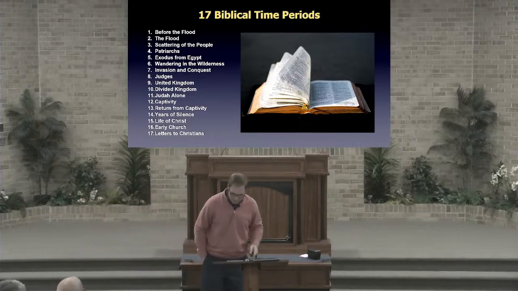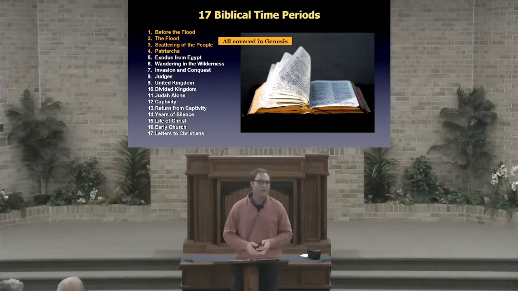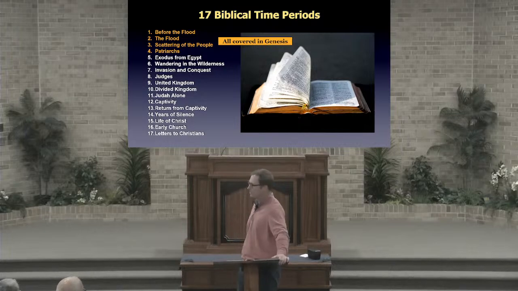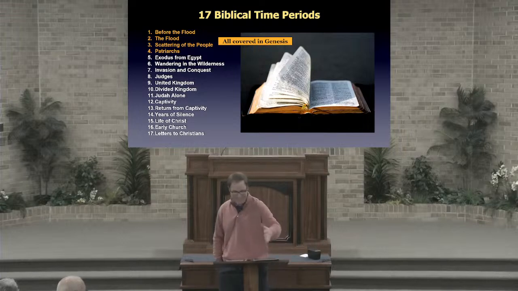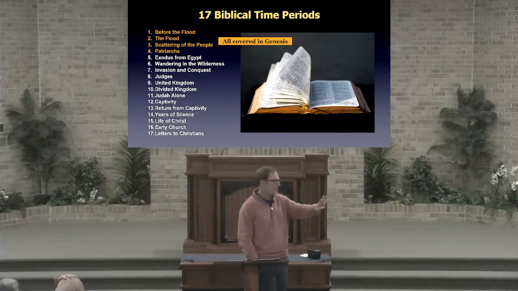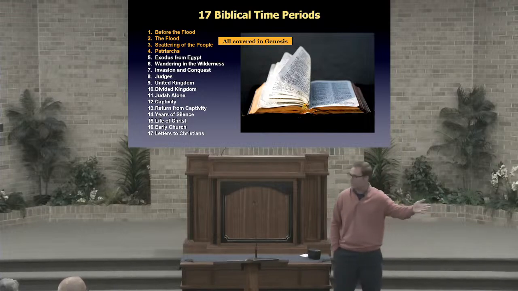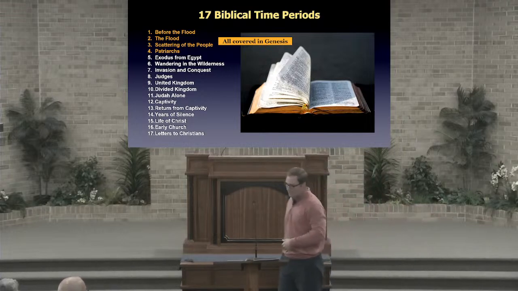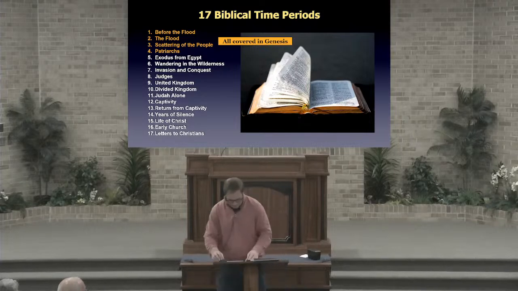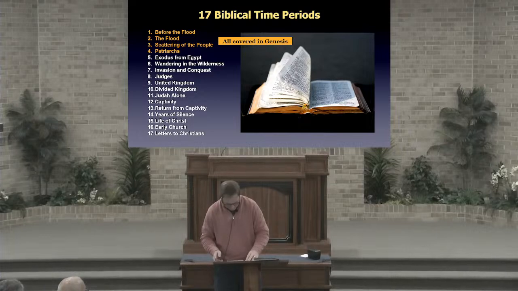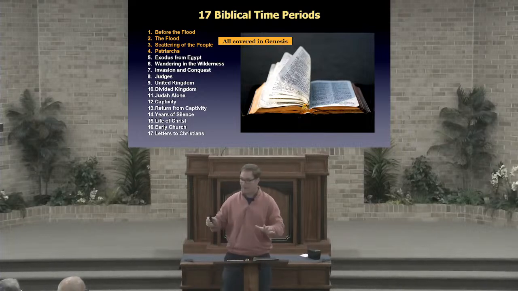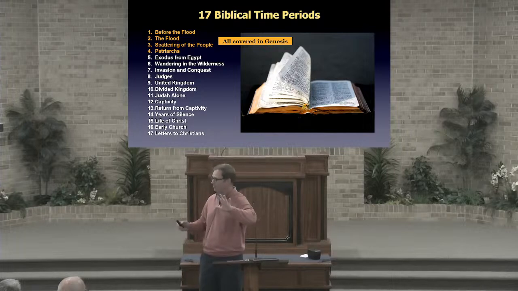Okay, good job. Now, the first 4 time periods are all entirely covered in the book of Genesis. You may have noticed that as we were going through those. It ends with patriarchs, ending with the life of Joseph in the land of Egypt, and that's where Genesis ends, Genesis 50. So the first 4 of these are in the book of Genesis. Do you have any questions about the time periods before we crack open our Bibles and get into the text?